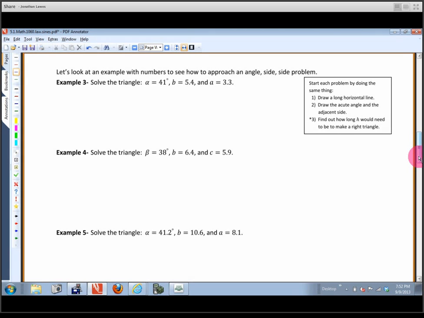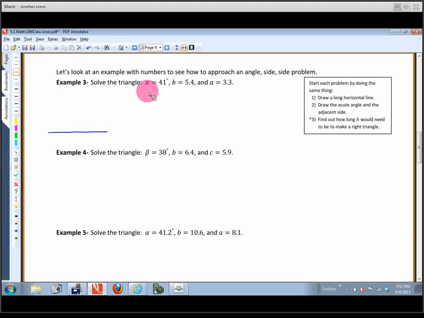So here's what I'd like you to do. First thing you're going to do is draw a long horizontal line. So we'll draw a long horizontal line right here, like this. And then the next thing we're going to do is look at this and draw the acute angle, and it happens to be the only angle. Almost always it's acute, but I am going to look at an example here where it's obtuse, and we'll think about that one. Those are kind of interesting.